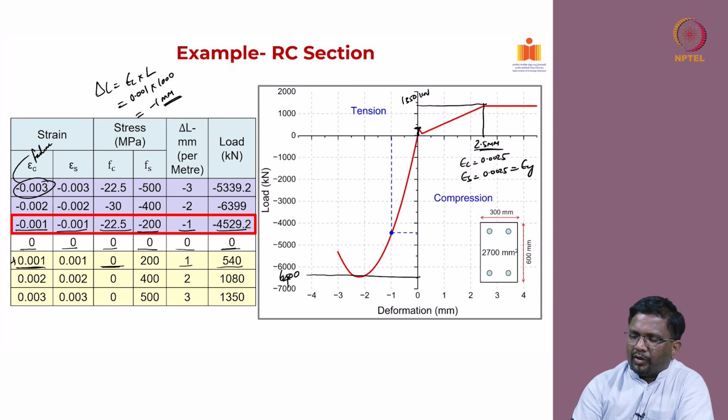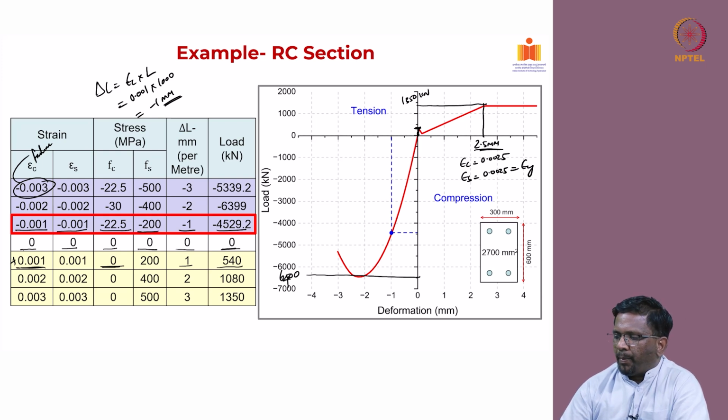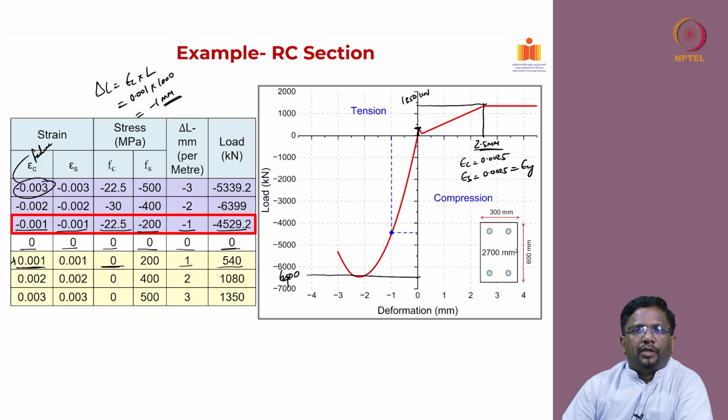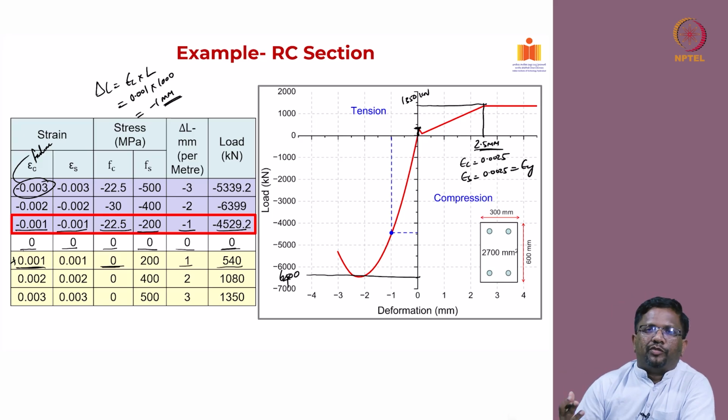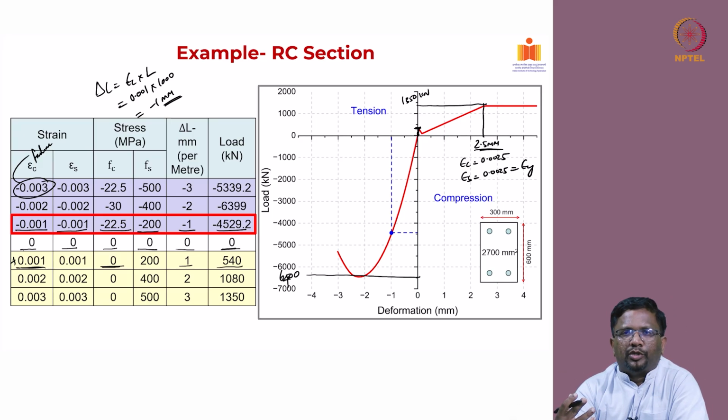So, what we can infer from here is that in compression it is the concrete that gives you most of the load resistance. The area of steel we are putting is very small, so the load contribution from the steel is going to be less. Whenever I need compressive resistance, I need to put more area of concrete than steel.